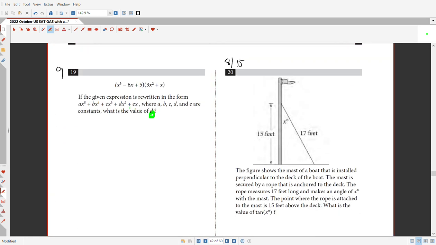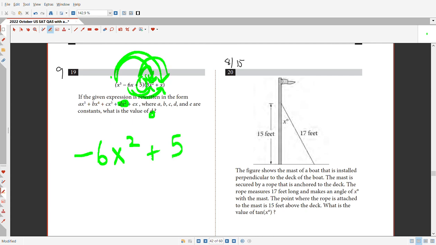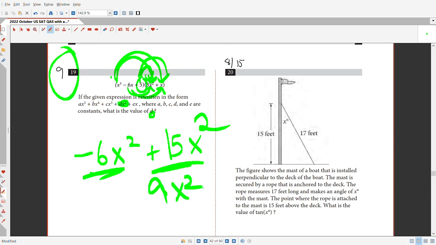What's the value of D? All right, D is the number in front of x squared. So this times this won't give me x squared, and this times this won't give me x squared. Now this times this will give me x cubed. I don't care about it. This times this will give me negative 6x squared. But now I have the last number. That would be 15x squared plus 5x. Oh, I'm sorry, I needed the 15x squared. So I have negative 6 and the 15x squared. 15 minus 6 is 9. They just want the coefficient of x squared, so I didn't bother to write out the other stuff.